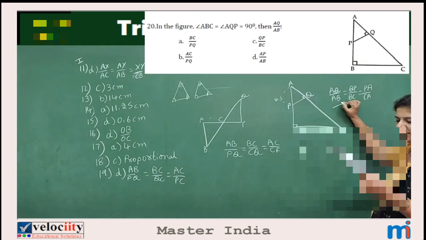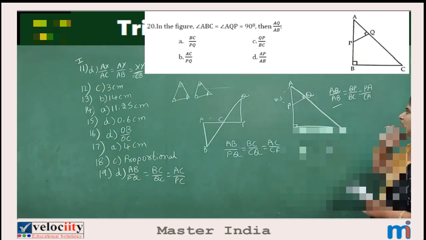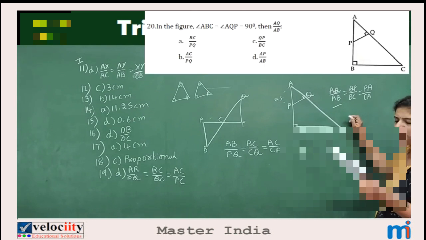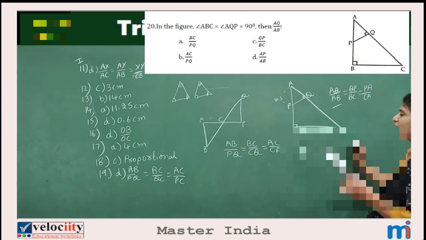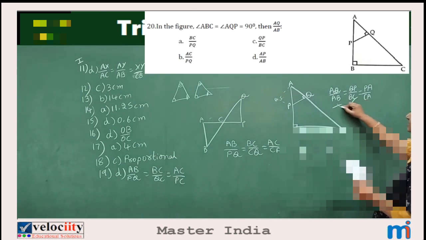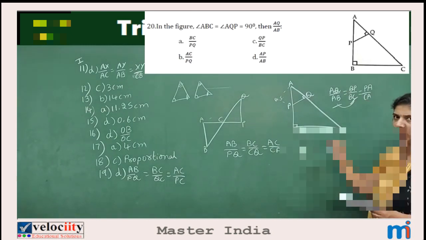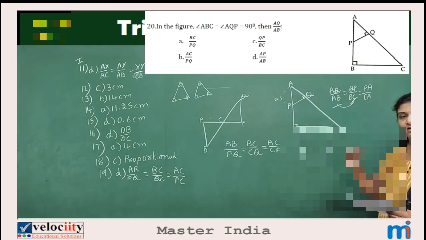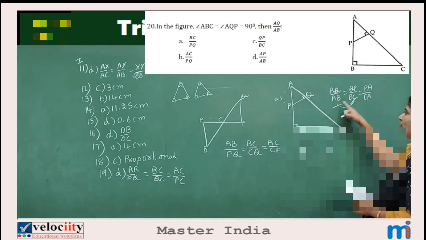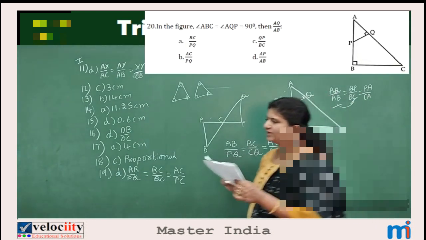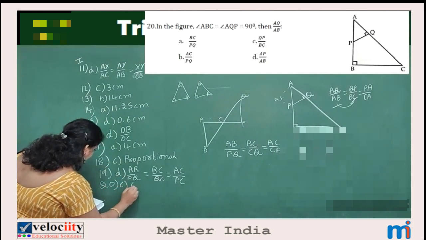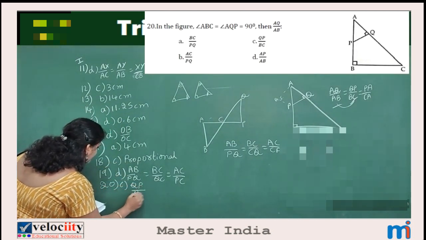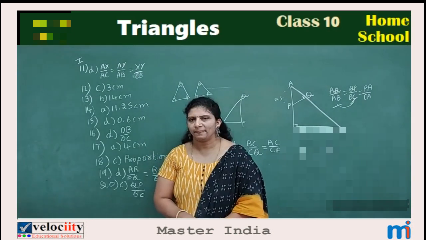The options: AQ by AB is equal to, is it BC by PQ? No. Option B, AC by PQ? No. Option C, QP by BC. Yes, this is the right answer. If in your options this ratio is given, then that is the right answer. Is this clear? So, AQ by AB is equal to QP by BC. That is, your answer is option C, QP by BC. Okay.